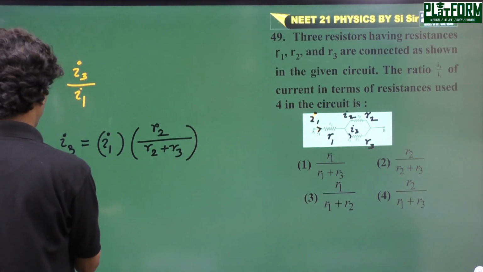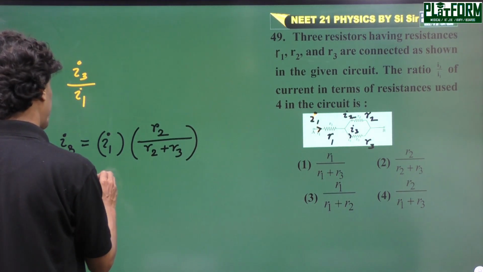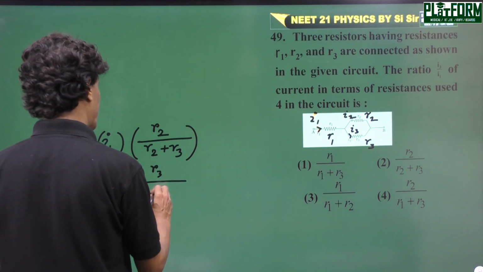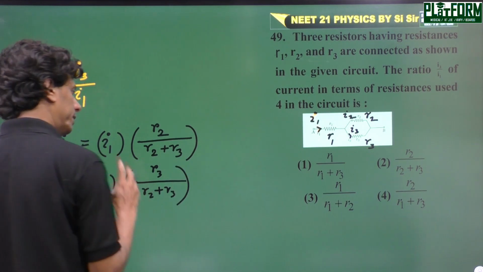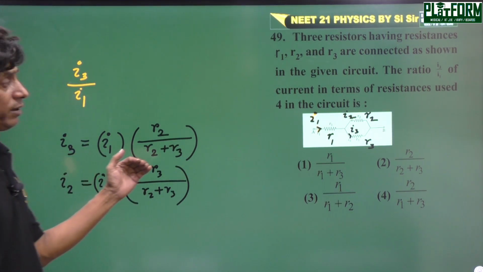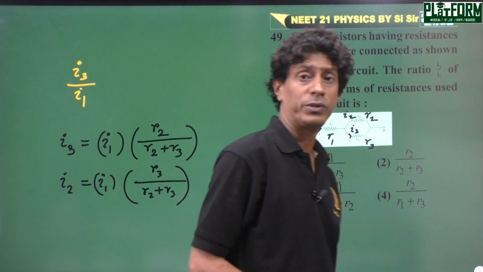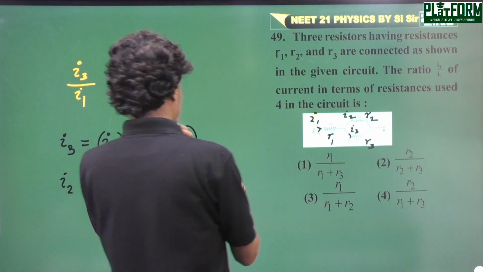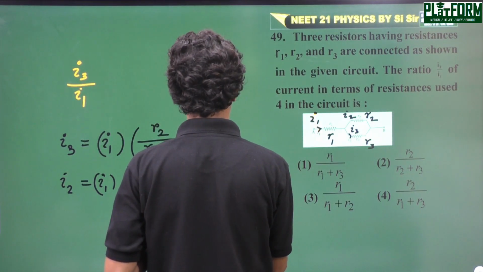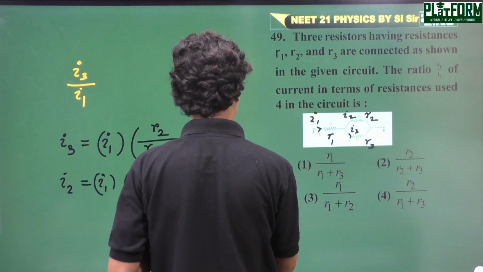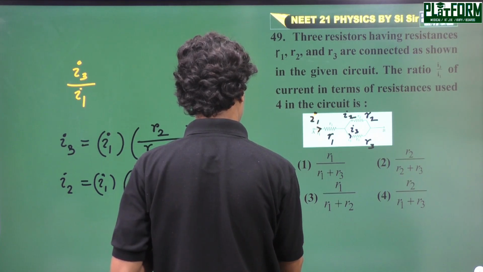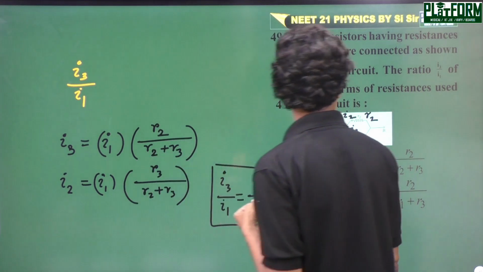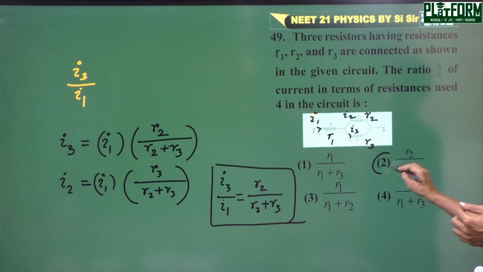Similarly, if we want to get the current I2, total current entering into this is I1, you have to write here R3 by R2 plus R3. So very basic question, and a question is asked on the current division rule of the chapter current electricity. So simple, I3 by I1 is actually R2 by R2 plus R3. Okay. Right option here is 2.